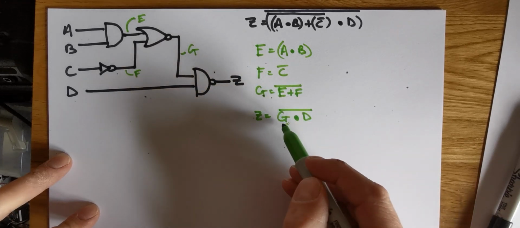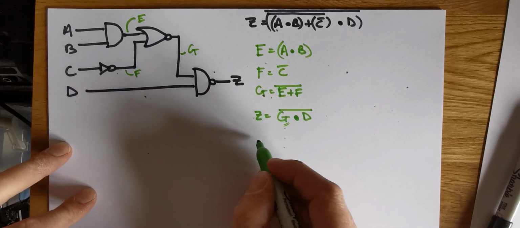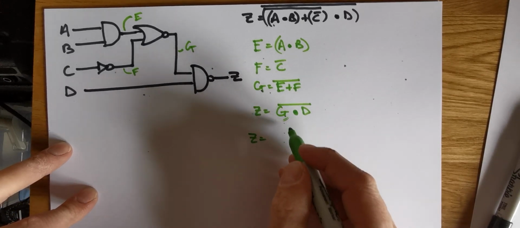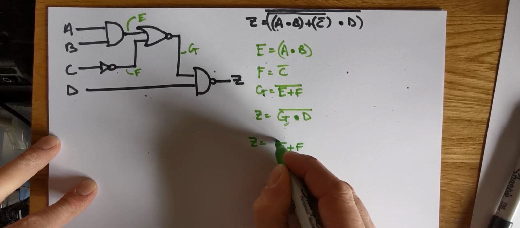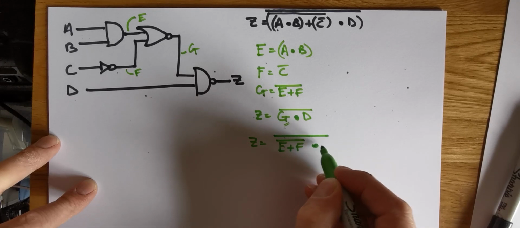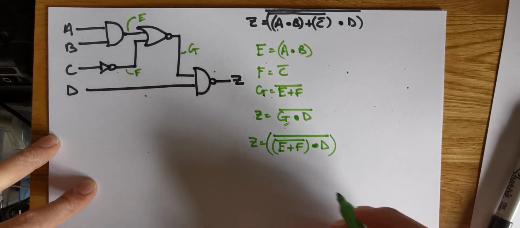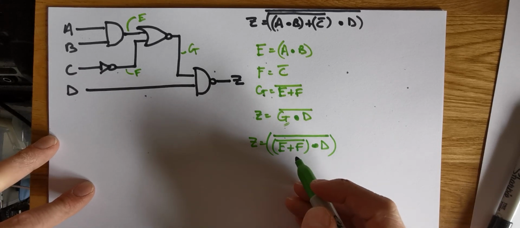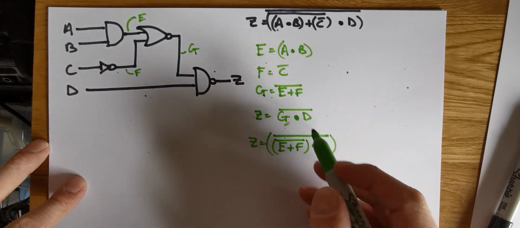So whenever you see a G, write E nor F instead. So we would go Z equals, so instead of the G, we'd have E nor F. Nothing else changes though. That's still NANDed with D. Make sure you get your brackets right. And E and F still aren't inputs, they are intermediates, they need to be substituted out as well.